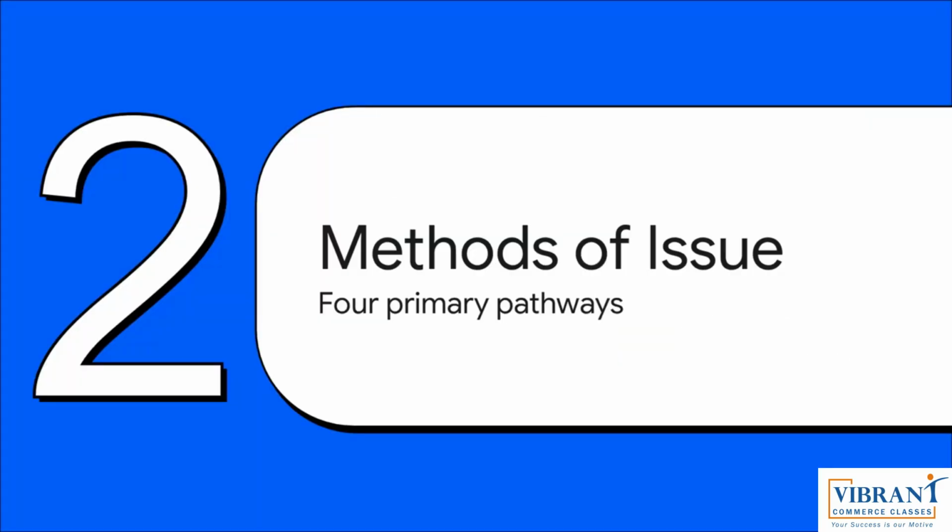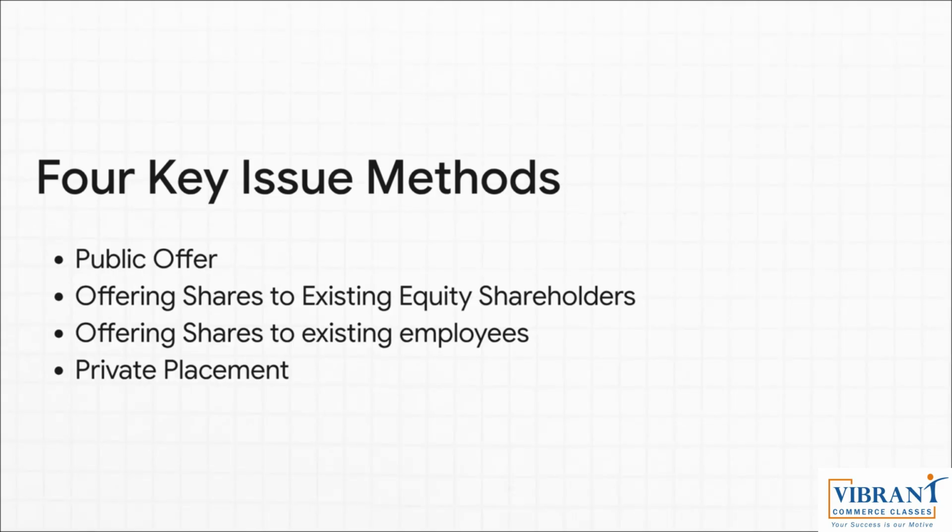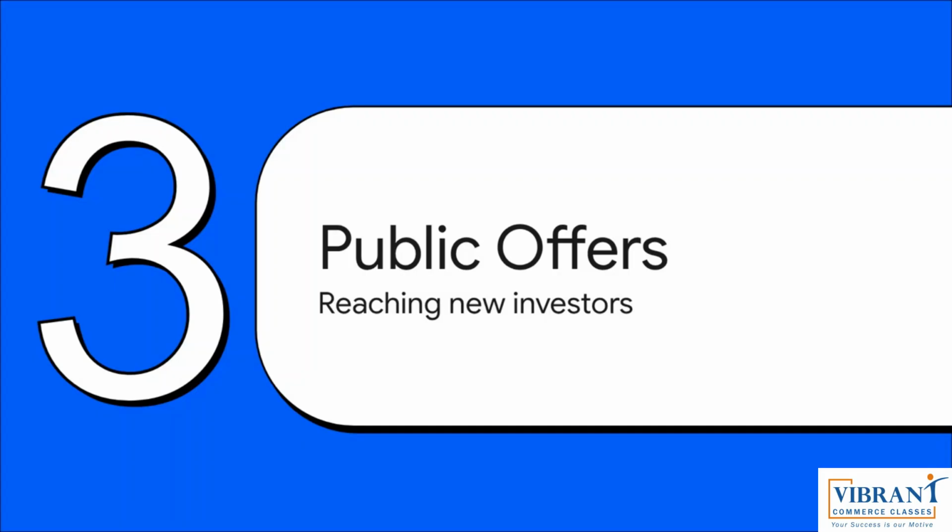All right, so we know what share capital is, but how does a company actually get that money in the door? Well, there are four main ways they can issue shares to raise those funds. And here they are, the four key methods: making a public offer to everyone, giving a special offer to the people who are already shareholders, creating schemes for existing employees, and doing what's called a private placement. We're going to break down each of these. Let's start with how companies reach out to brand new investors. This usually happens in one of two main ways, either by going wide with a public offer or by being very selective with a private placement.